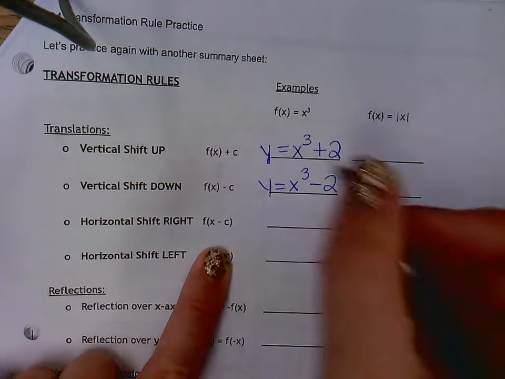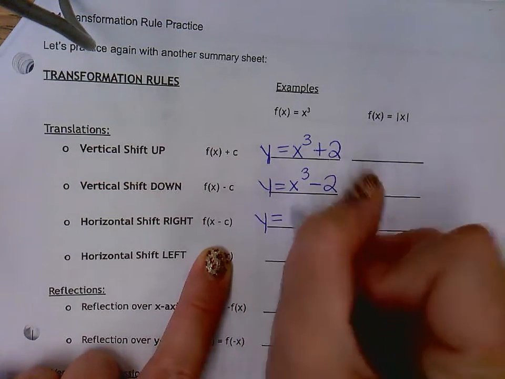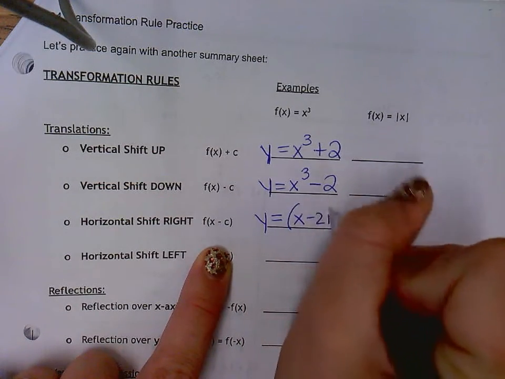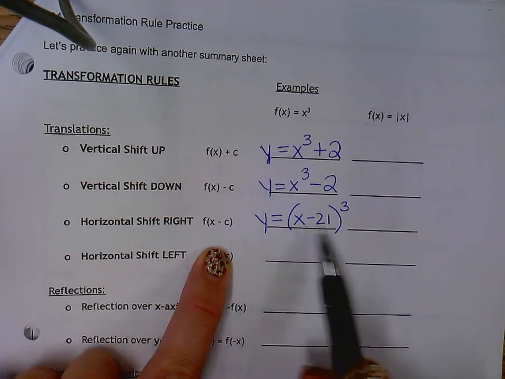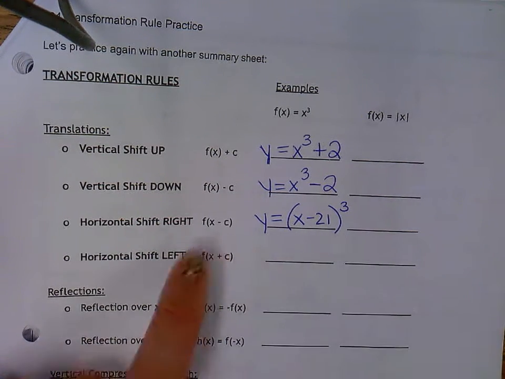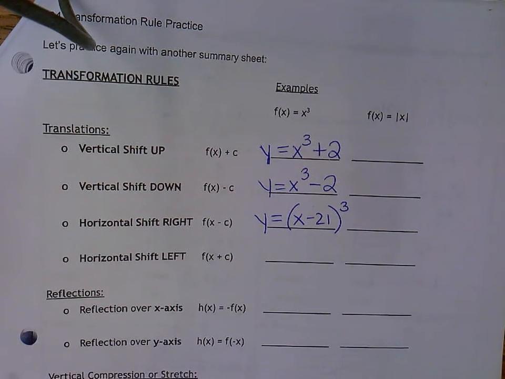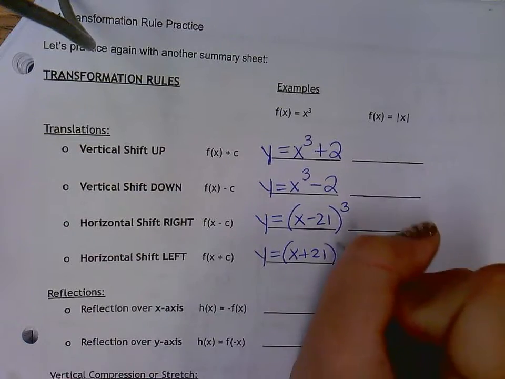21. So this time we're going to write it inside the parentheses, and to go right, we write a minus sign. And then the cube goes outside. So x minus 21 cubed would shift it right 21 units. And if I want to go left, I just change it to a plus 21. So y equals x plus 21 cubed.